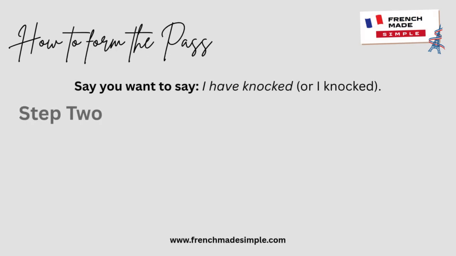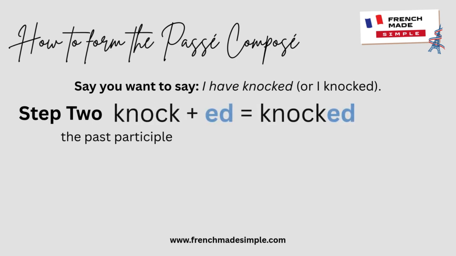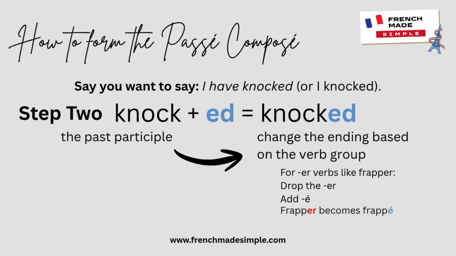Now we move on to step two, the past participle. This is the part you build from your main verb, in this case, frapper, to knock. In English, you add ed to say knocked, which turns your main verb into a past participle. In French, we change the verb ending depending on the verb group. And here's how. For er verbs like frapper, drop the er, add é, et voilà, frapper becomes frappé.